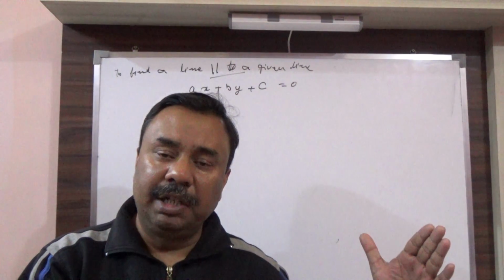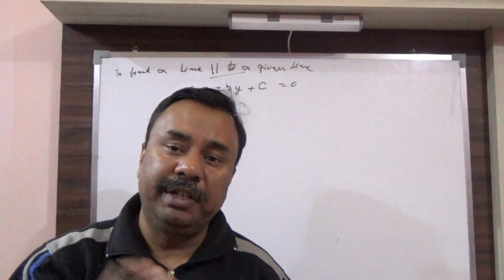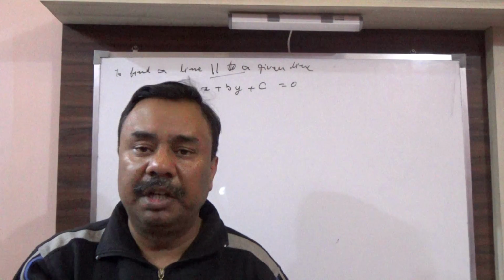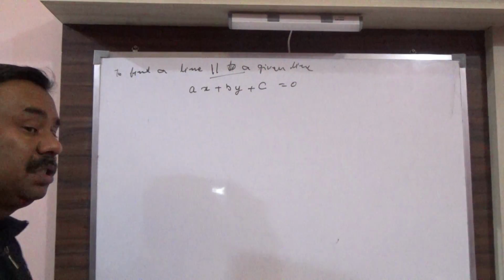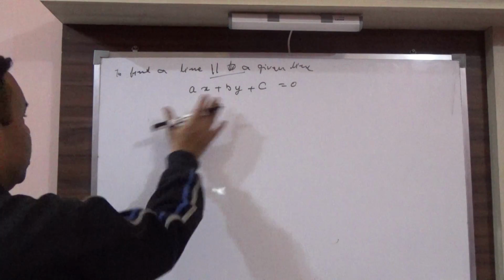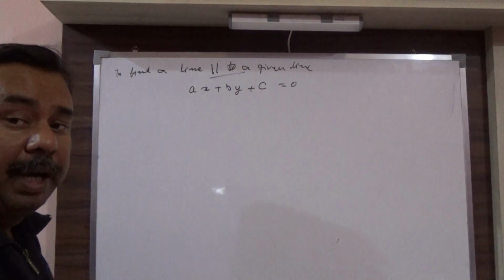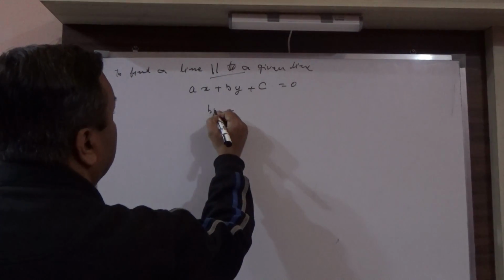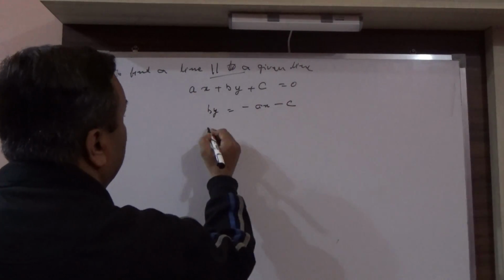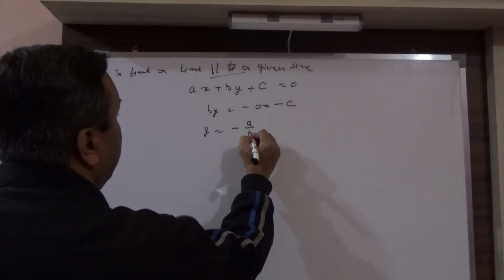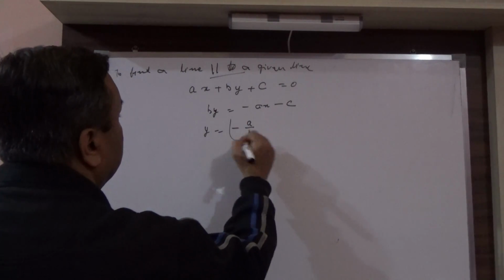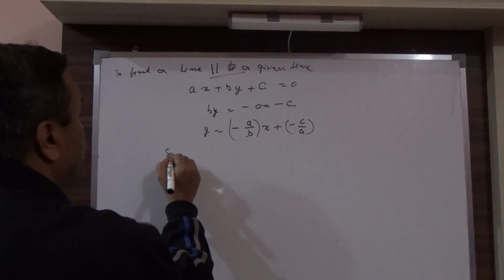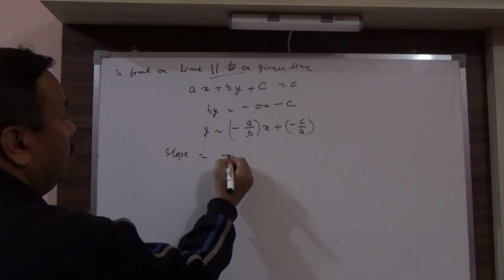If one line is making the angle theta with the positive direction of the x-axis, that means the other line is also making the same angle theta with the positive direction of the x-axis. So that means m is equal. From this I will convert it to the slope intercept form as you have seen earlier. So by will be equal to minus ax minus c, or y is equal to minus a by b x plus minus c by b. Okay, so what is the slope? Slope is minus a upon b.